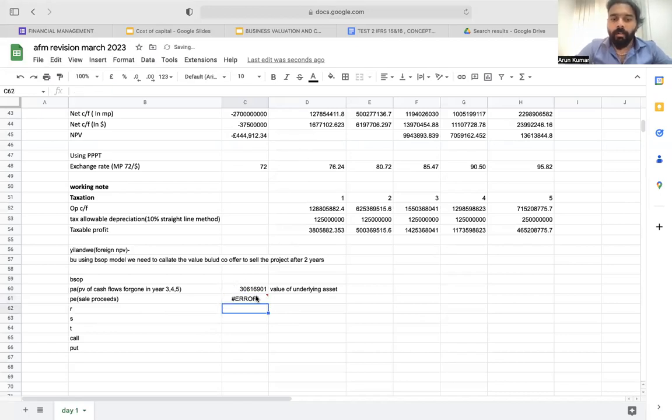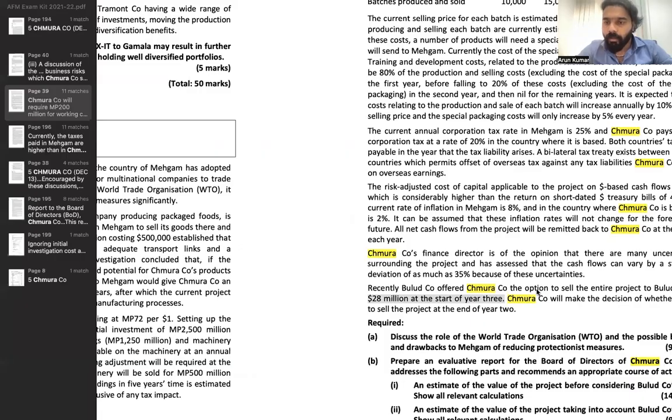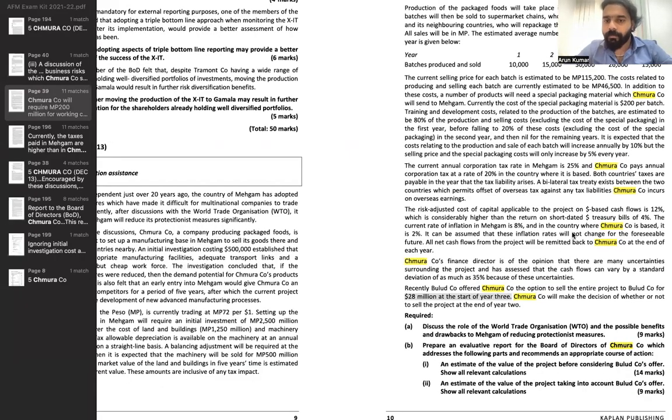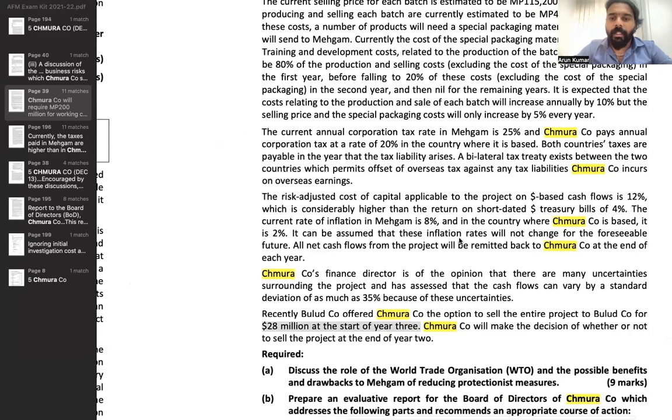Then what about R, the risk free rate? How much is R? Since it is not given directly, we can make an assumption that here the short dated treasury bills are traded at 4%. We know treasury bills are issued from the government side, so we'll treat that as a replica of your risk free rate.